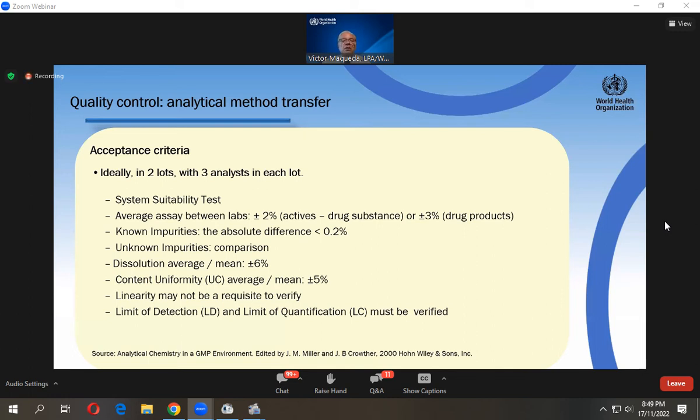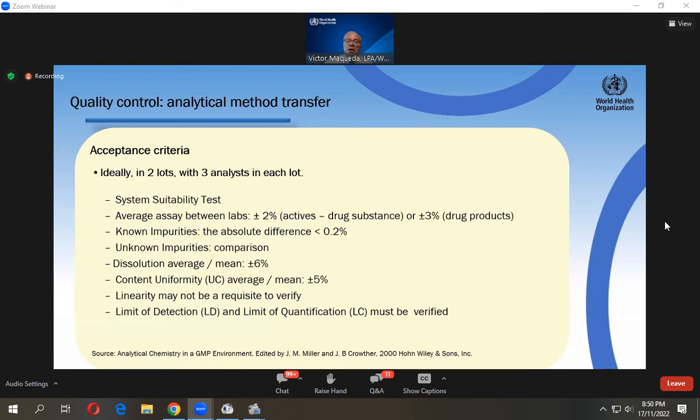Of course, the known impurities, again, the absolute difference should be less than 0.2%. Unknown impurities, you compare them. Dissolution average, here plus minus 6%. Remember that this information here is not only for vaccines, but it's for any pharmaceutical product. It could be an oral solid dosage form as well. Content uniformity, again, plus minus 5. Okay, linearity may not be a requisite to verify.